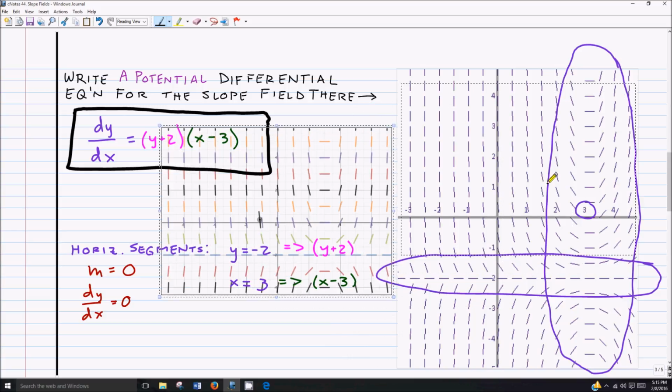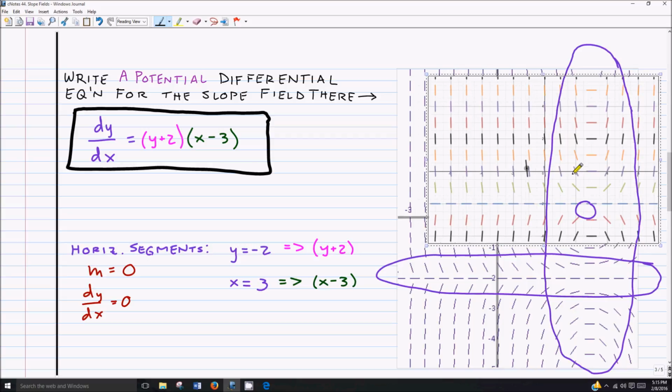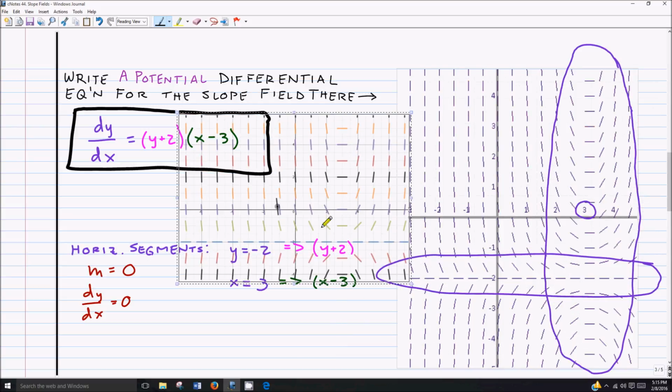Does that look pretty good? I'm not going to be able to match it up exactly, but notice you've got horizontal ones. I'm going in a vertical line right about there. There they match. And then I see horizontal ones on a line down there. Everything looks pretty darn good.